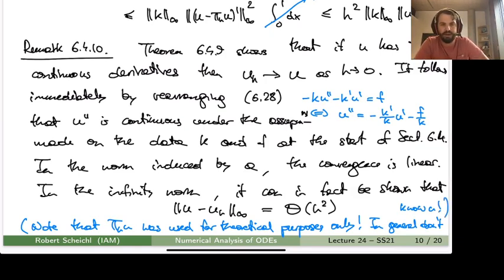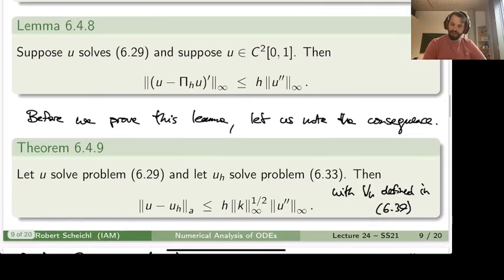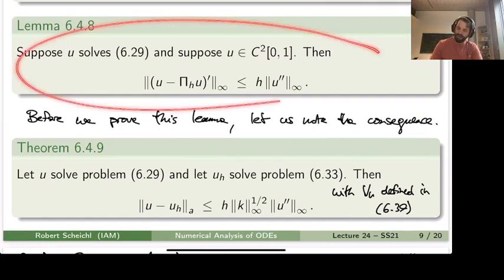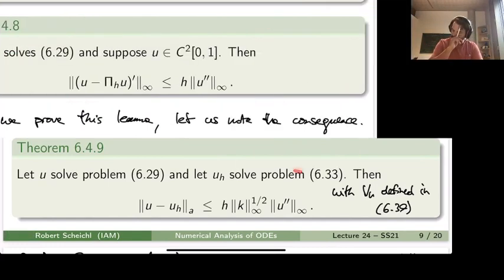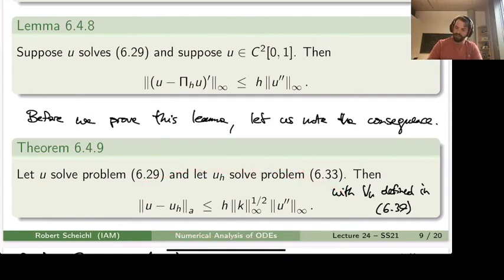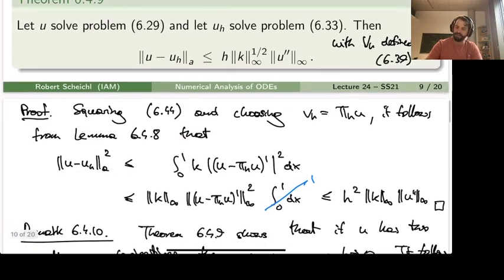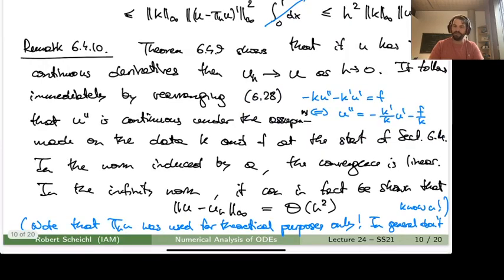Okay, so that's the consequences of the approximation lemma here. So the consequences of this approximation lemma are that we have linear convergence in the A norm, and in fact, as I say, it can even be proven that we have quadratic convergence in the infinity norm. So let's finish the theory part by proving this interpolation result.